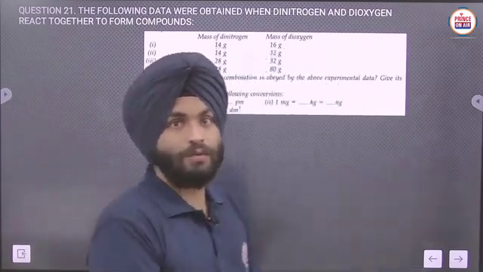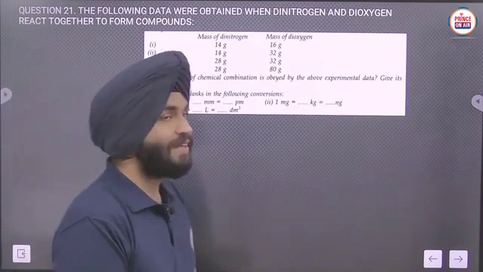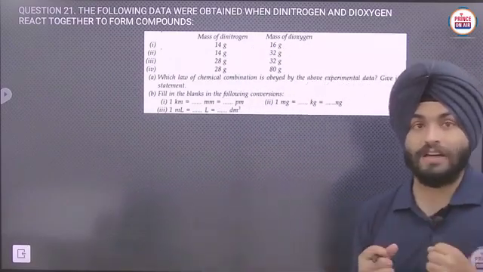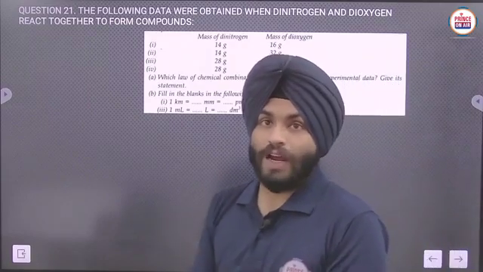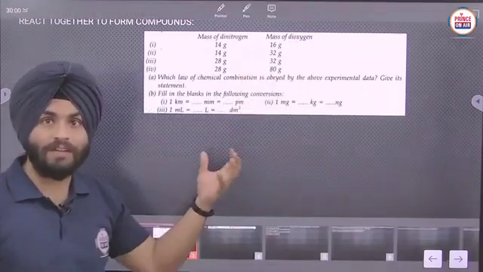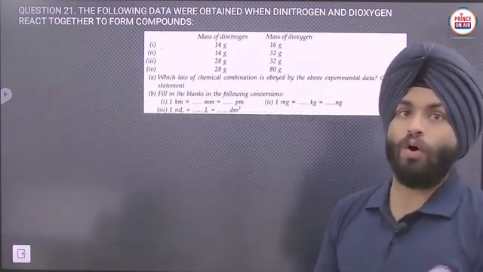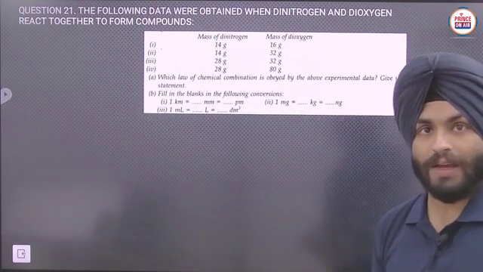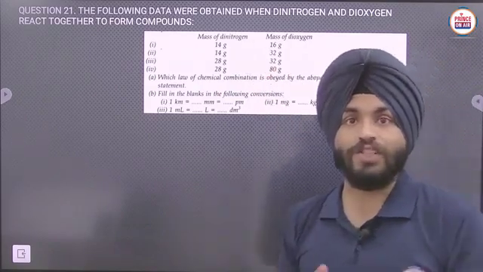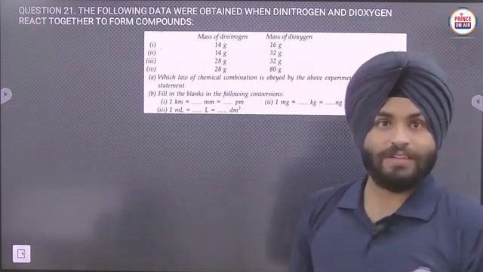So this one is the 21st question. The following data were obtained when dinitrogen and dioxygen react together to form compounds. Now here you can see the mass of dinitrogen is given to you and mass of dioxygen is given to you. Different data is given here. The first question is, which law of chemical combination is obeyed by the above experimental data? From this data, which chemical combination law is observed here, and give its statement also.